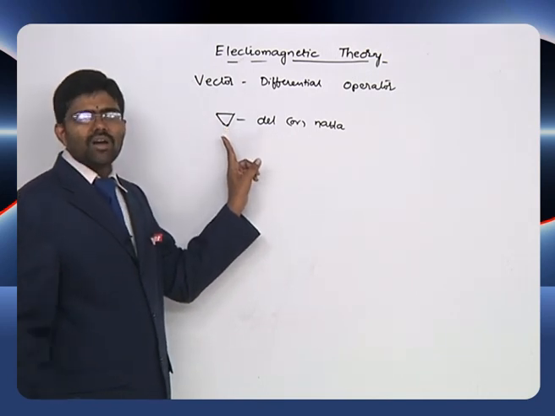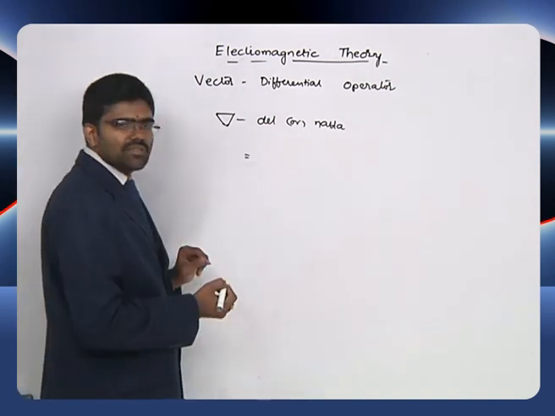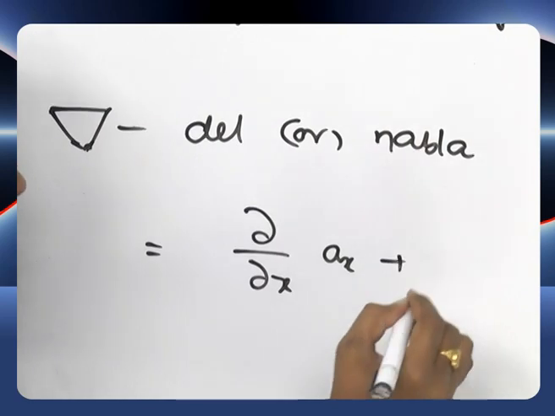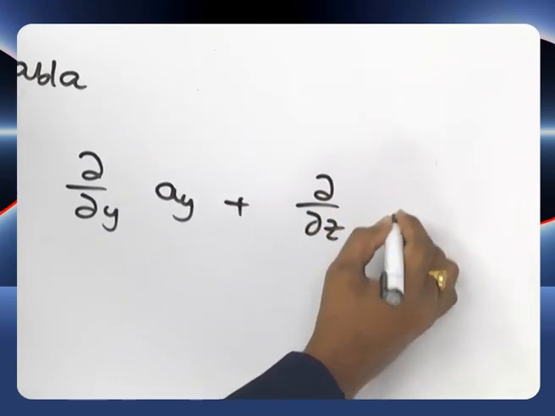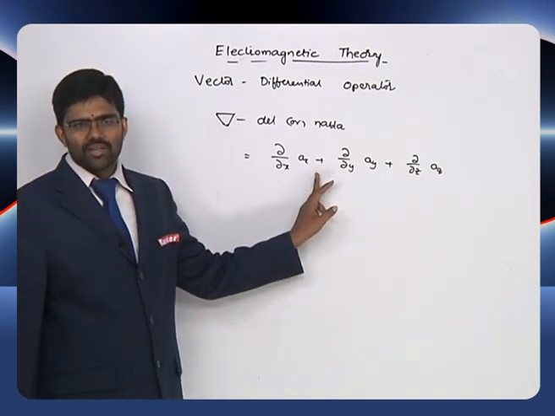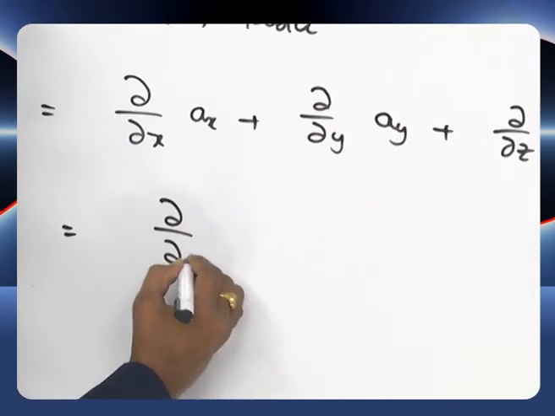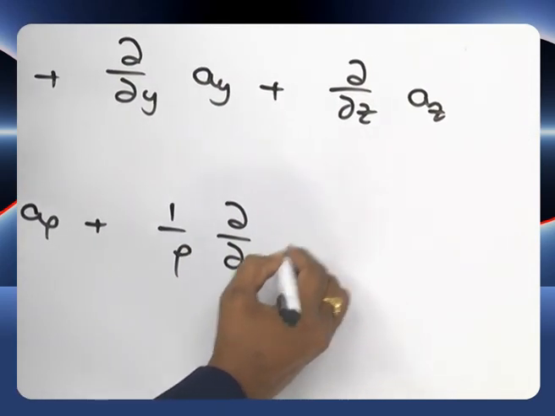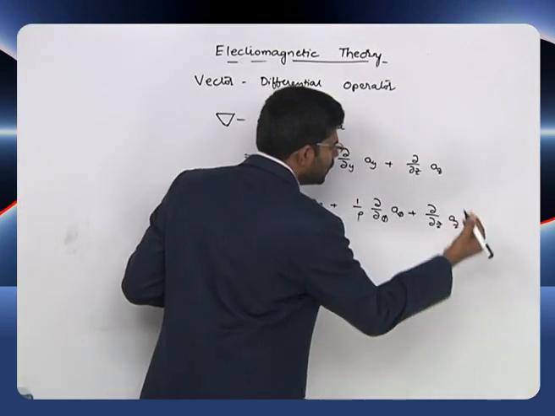This was defined in all coordinate systems. In the rectangular coordinate system it was defined, and in spherical and cylindrical also. In the rectangular coordinate system it was defined as dou by dou x in the direction of x plus dou by dou y in the direction of y plus dou by dou z in the direction of z. So clearly, this is a vector operator, not a scalar operator. And in the cylindrical coordinate system it was defined as dou by dou rho in the direction of a rho plus 1 by rho dou by dou phi a phi plus dou by dou z a z.